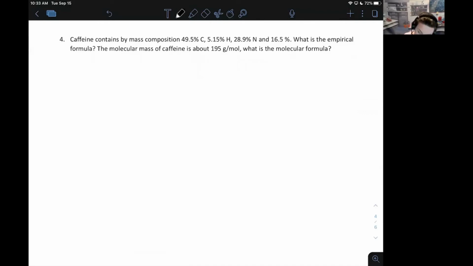So we've got caffeine. By mass, we have 49.5% carbon, 5.15% hydrogen, 28.9% nitrogen, and 16.5% oxygen. So we're going to convert each of these into moles. So we're going to take our 49.5 grams of carbon, 5.15 grams of hydrogen, 28.9 grams of nitrogen, and 16.5 grams of oxygen.